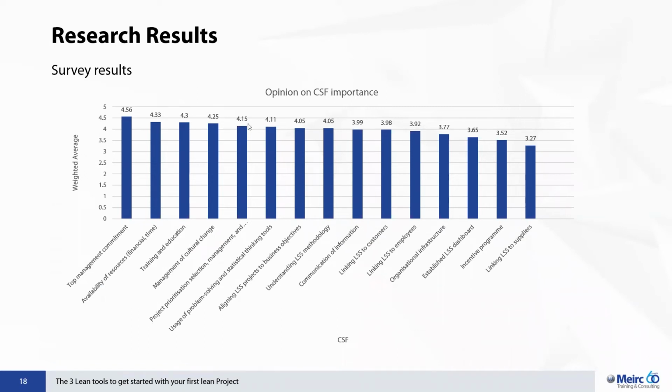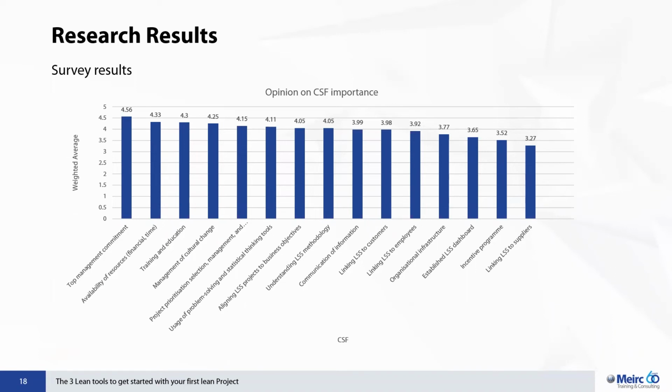When we started looking at the survey results in terms of opinion, again there was an interesting conformance with the research and the literature: top management commitment. The second one was the availability of resources, then training and education, which previous literature reviews had highlighted as well, and then management of cultural change. It seems that when you want to implement Lean Six Sigma, specifically in our area, there is a cultural change in how we think about implementation of Lean Six Sigma, the project idea, and how to get a team together.